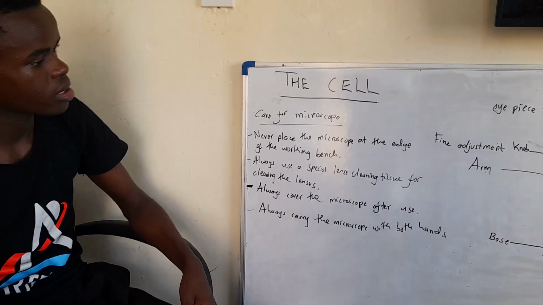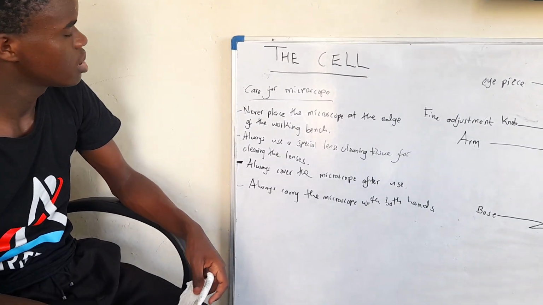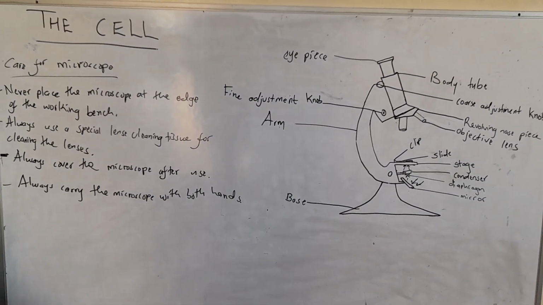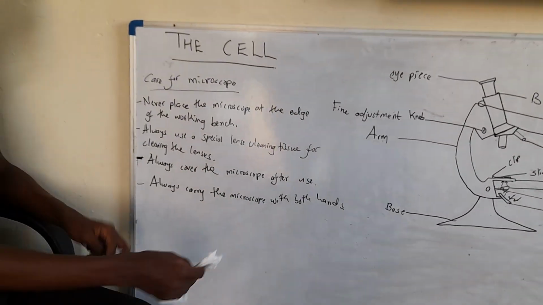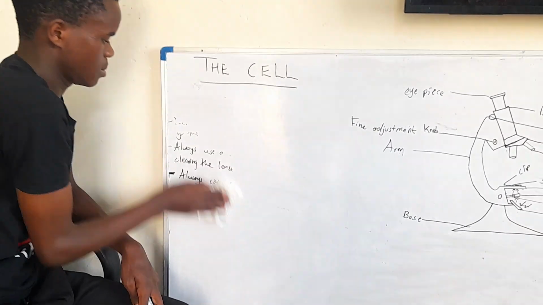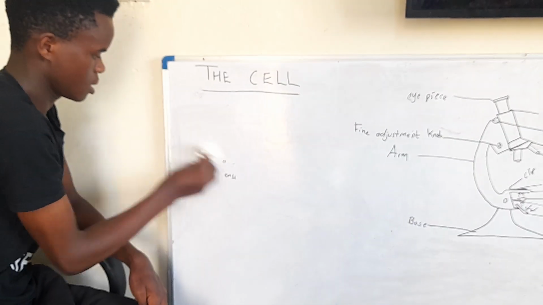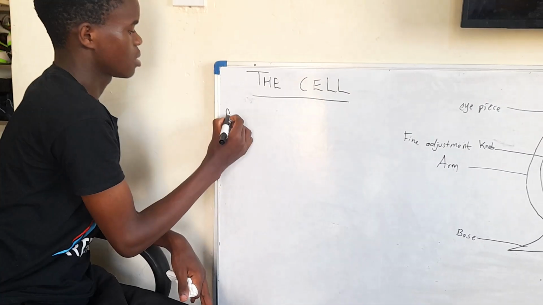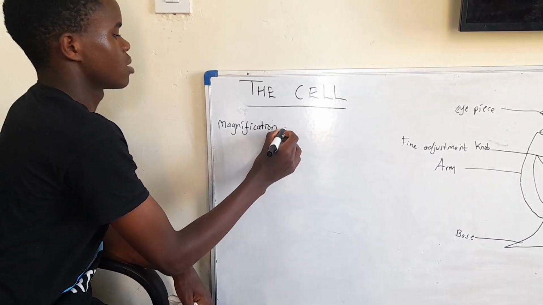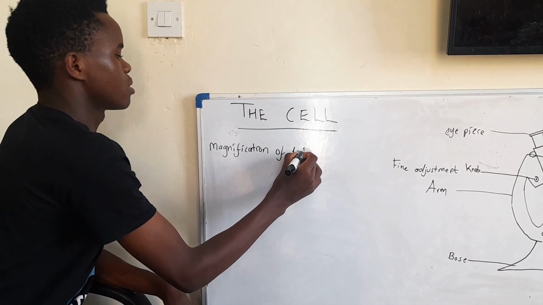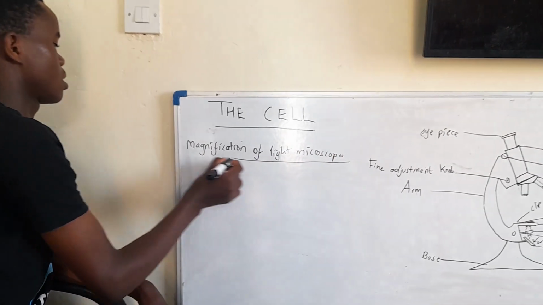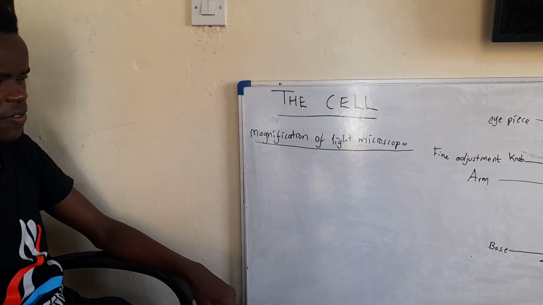I want us to progress to the next objective for today, and that's magnification of a light microscope. How do you calculate the magnification of a light microscope?